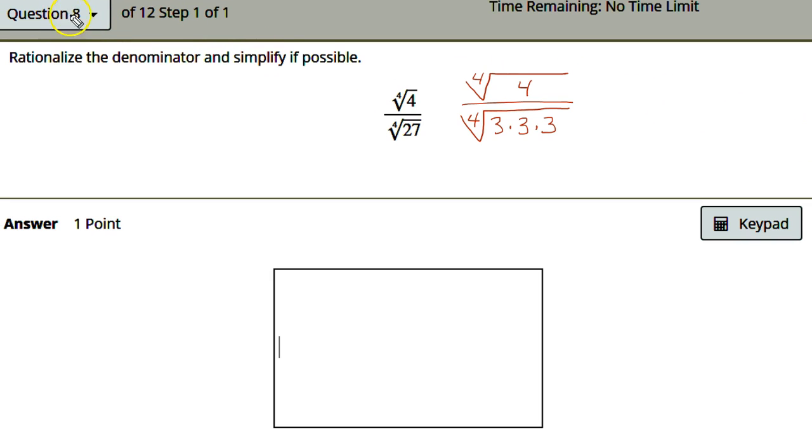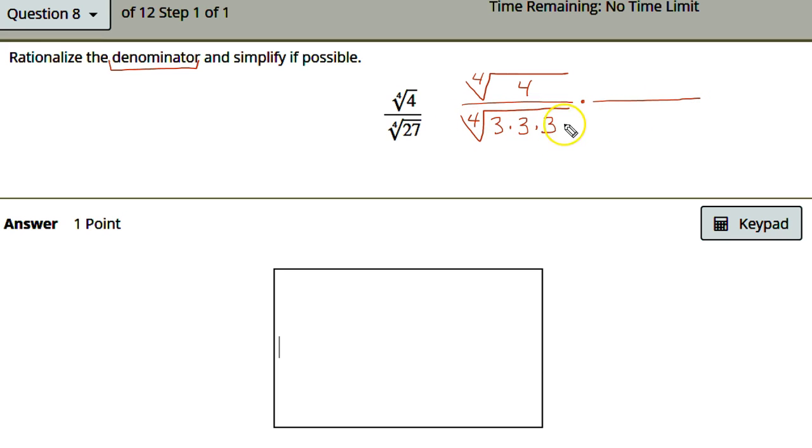Now, for number 8, we're asked to rationalize the denominator. Well, as we look at this, this is not a perfect square or a perfect fourth. So this, in this form, is irrational. So we want to make it rational, and the process is called rationalizing, and in this case, the denominator. So I took the liberty of saying, what is 27? Well, it's 3 times 3 times 3. So we want to rationalize that.